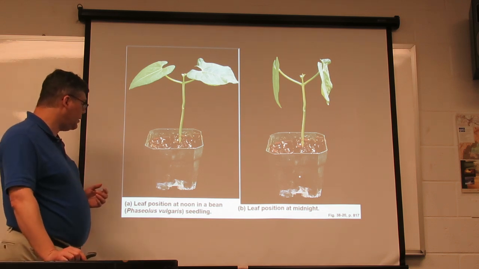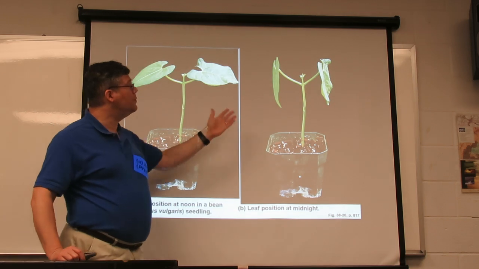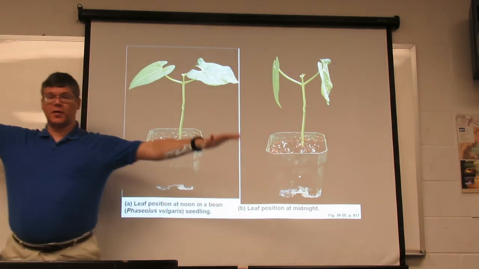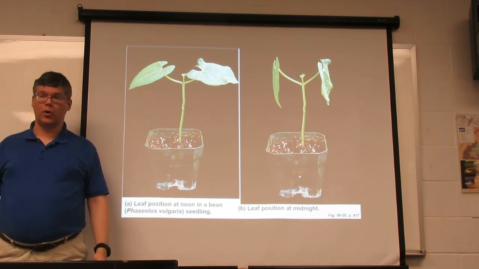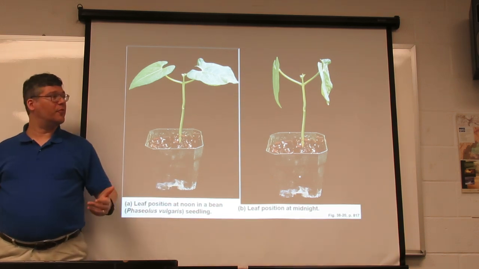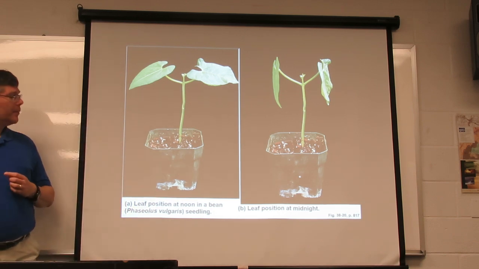Here's an example. Here's a leaf. Noon versus midnight. Noon, catch all that sunshine, stick out. Nighttime, droop down. Of course, in the morning, sunlight starts going to be more sideways before the sun gets high in the sky. So the leaf is positioned ready for that.